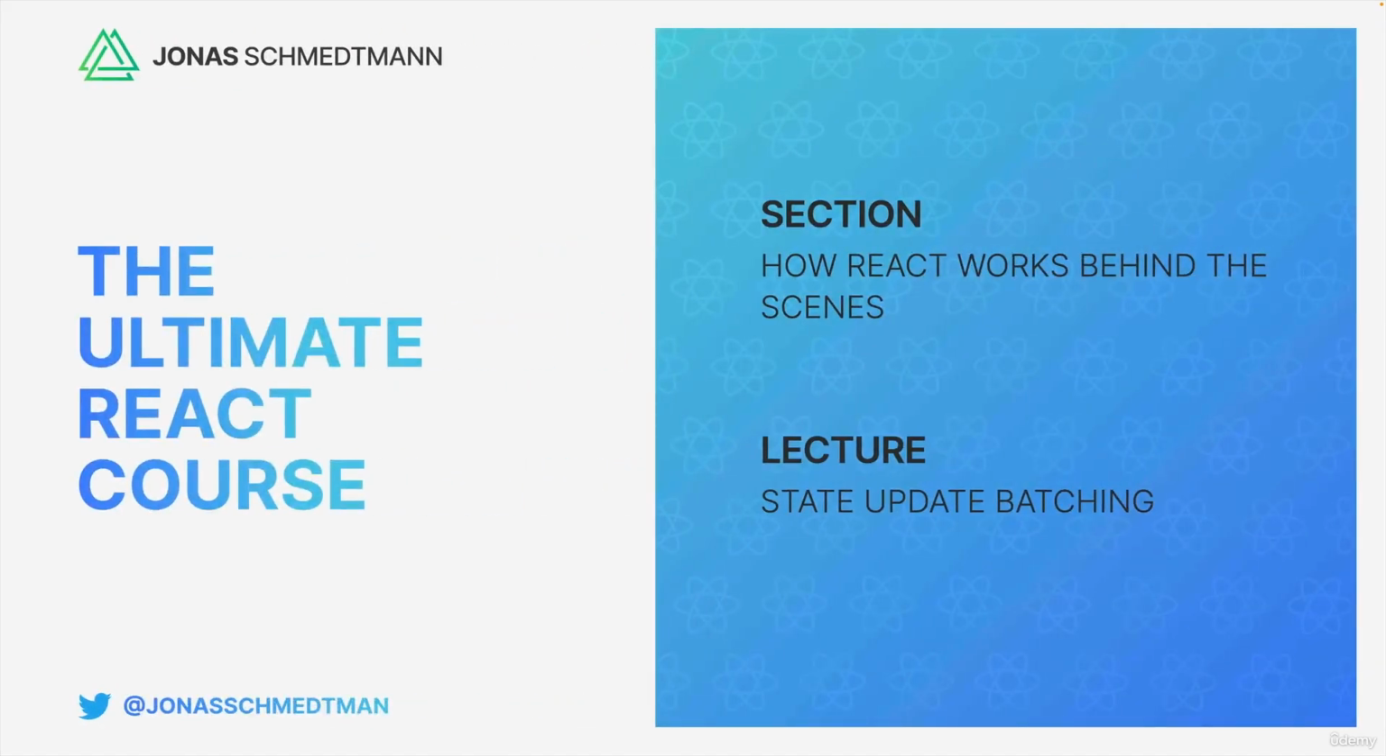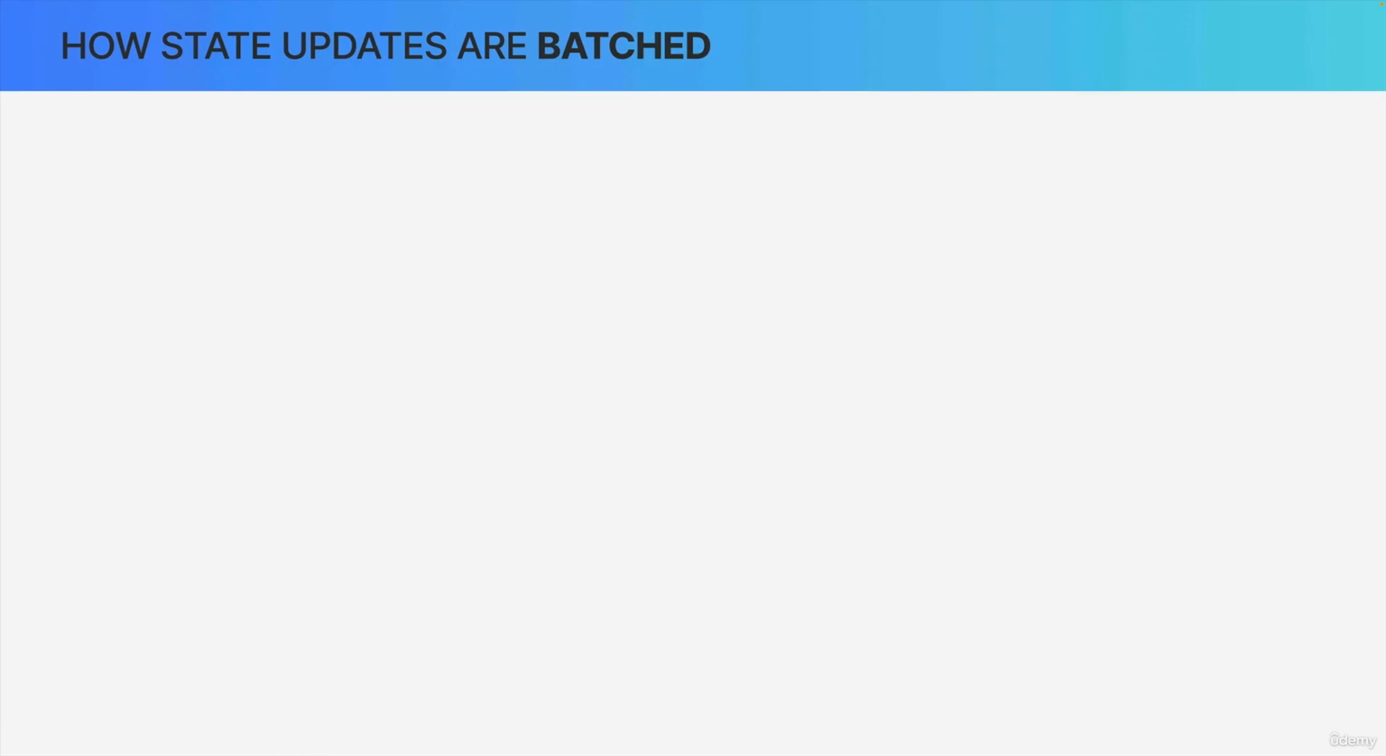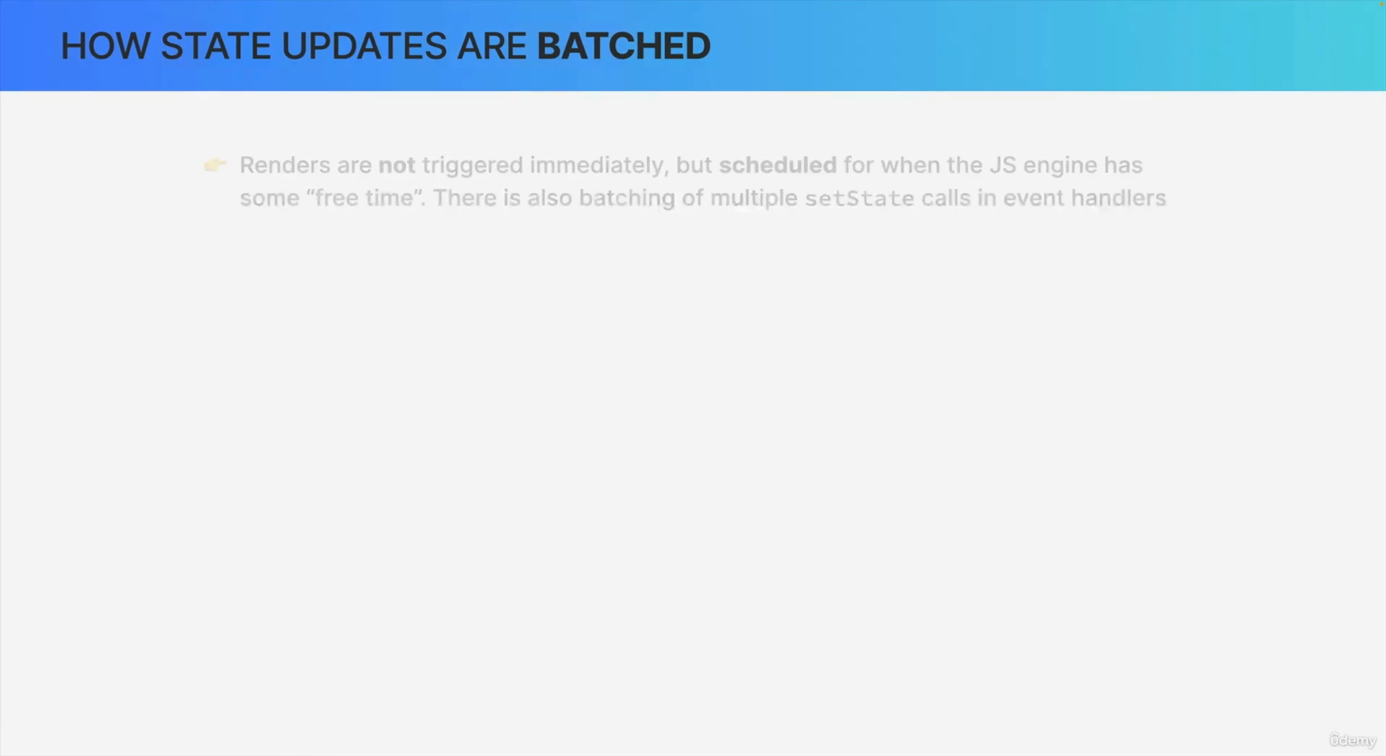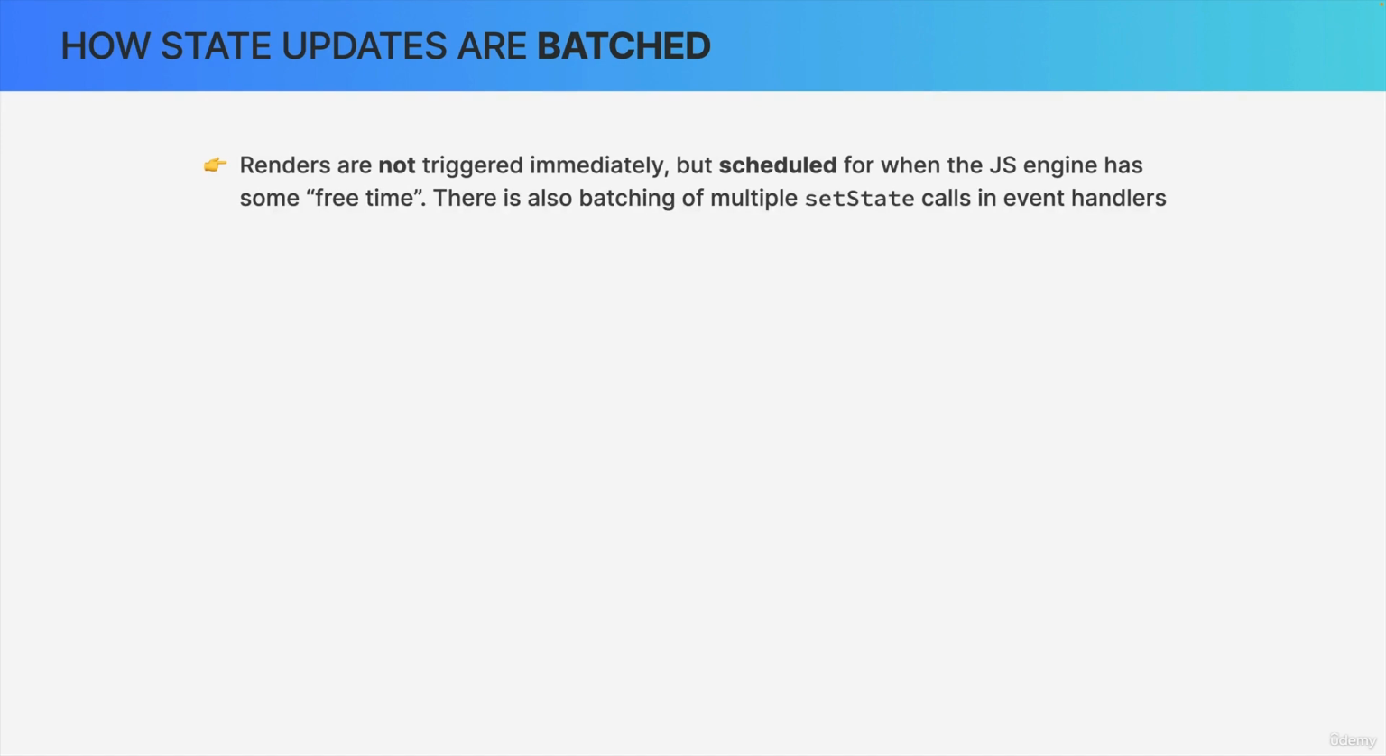So we have dived really deep into some aspects of the render phase, like the rules for render logic and how the key prop works. But now let's take one step back and go back to one very important aspect of the first triggering phase, which is the fact that state updates are batched. So in that first lecture about how rendering works, we had this sentence, which says that renders are not triggered immediately. And so in this lecture, I want to focus on this part, which says that there is also batching of multiple set state calls.